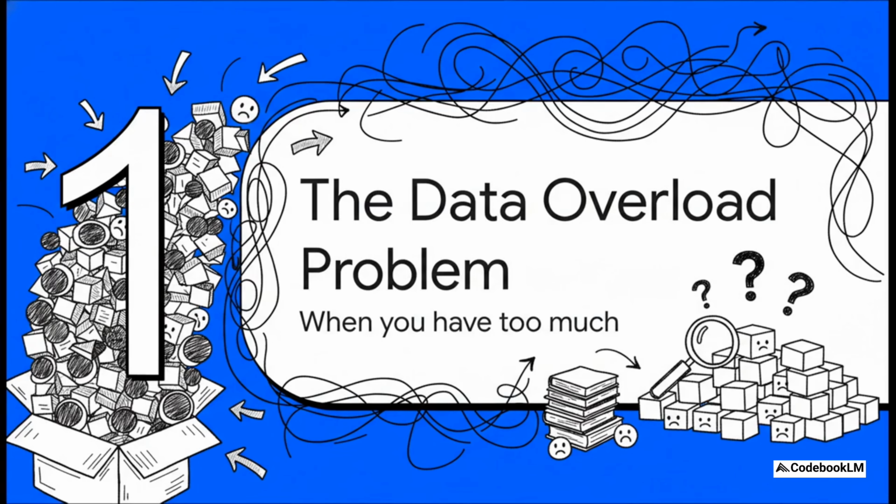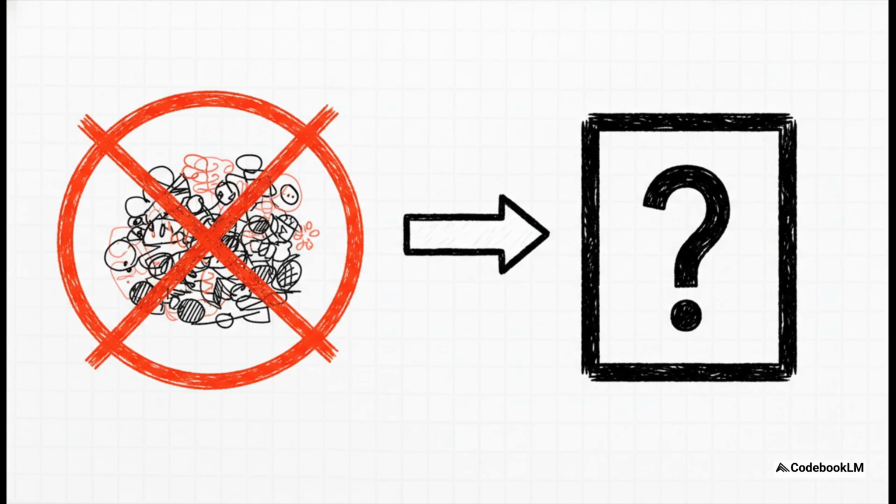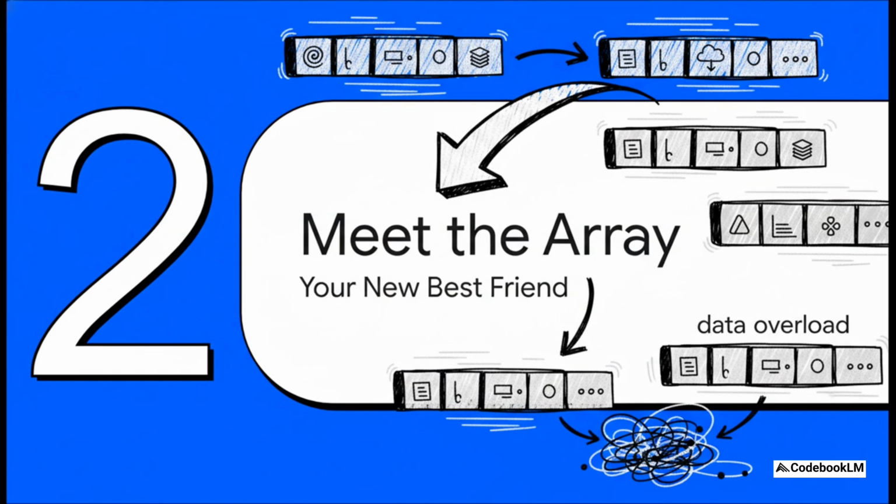And this, right here, is what we can call the data overload problem. It's that exact moment you realize you've got a ton of similar pieces of data and just no clean, efficient way to handle them all. I mean, it just feels wrong, doesn't it? Our code is supposed to be smart and elegant. There's got to be a better way, some kind of single, organized container for all this information. And you're right, there is. So let me introduce you to the solution, the array. This is the simple, elegant tool that was specifically designed to solve our data overload problem.